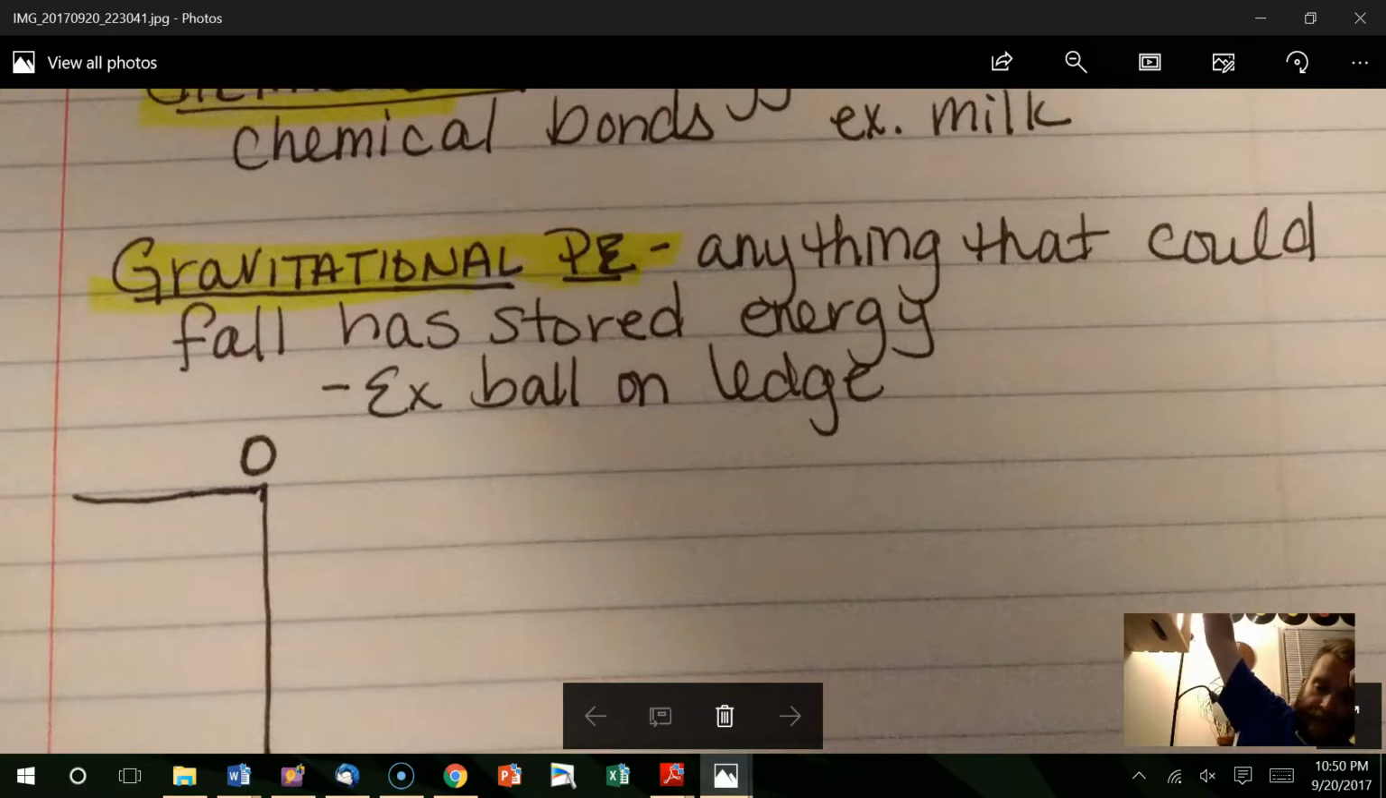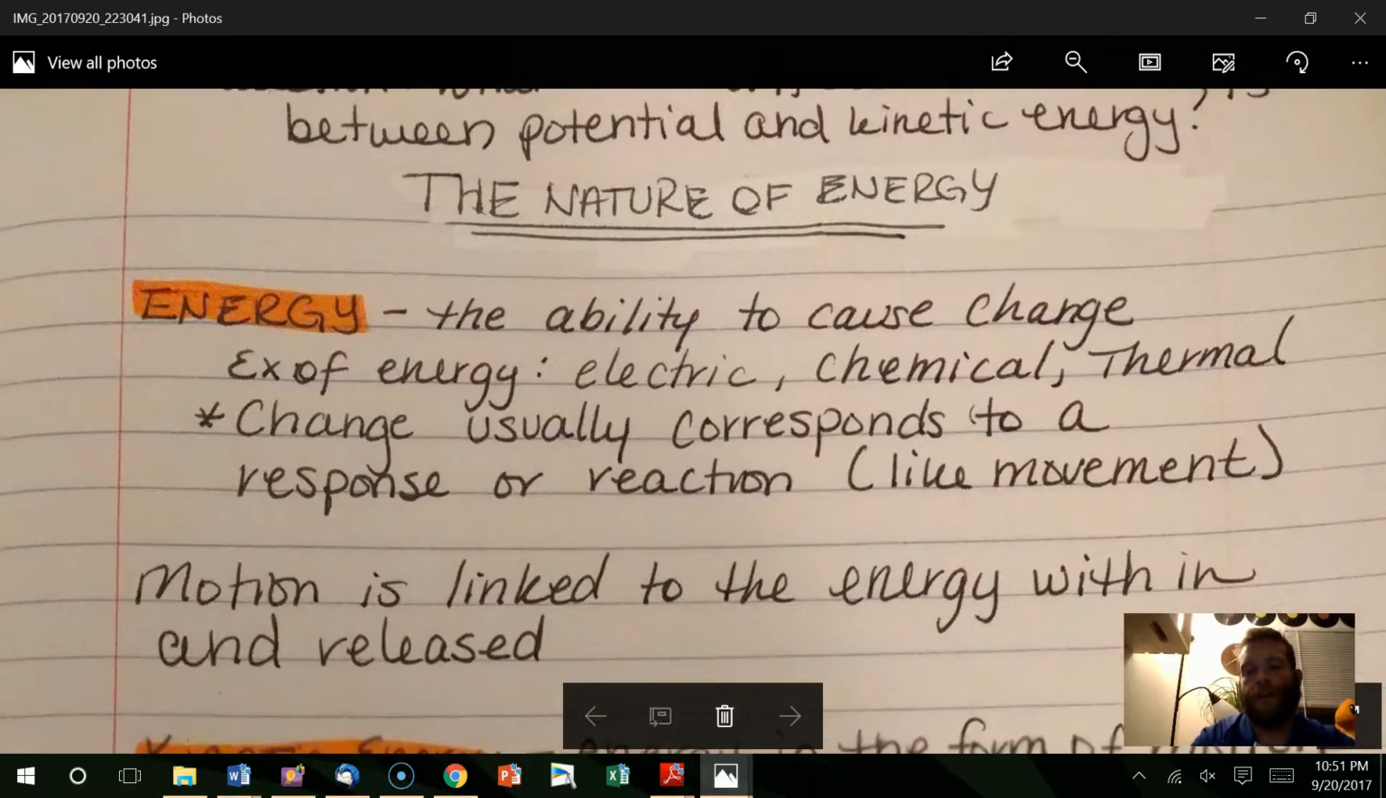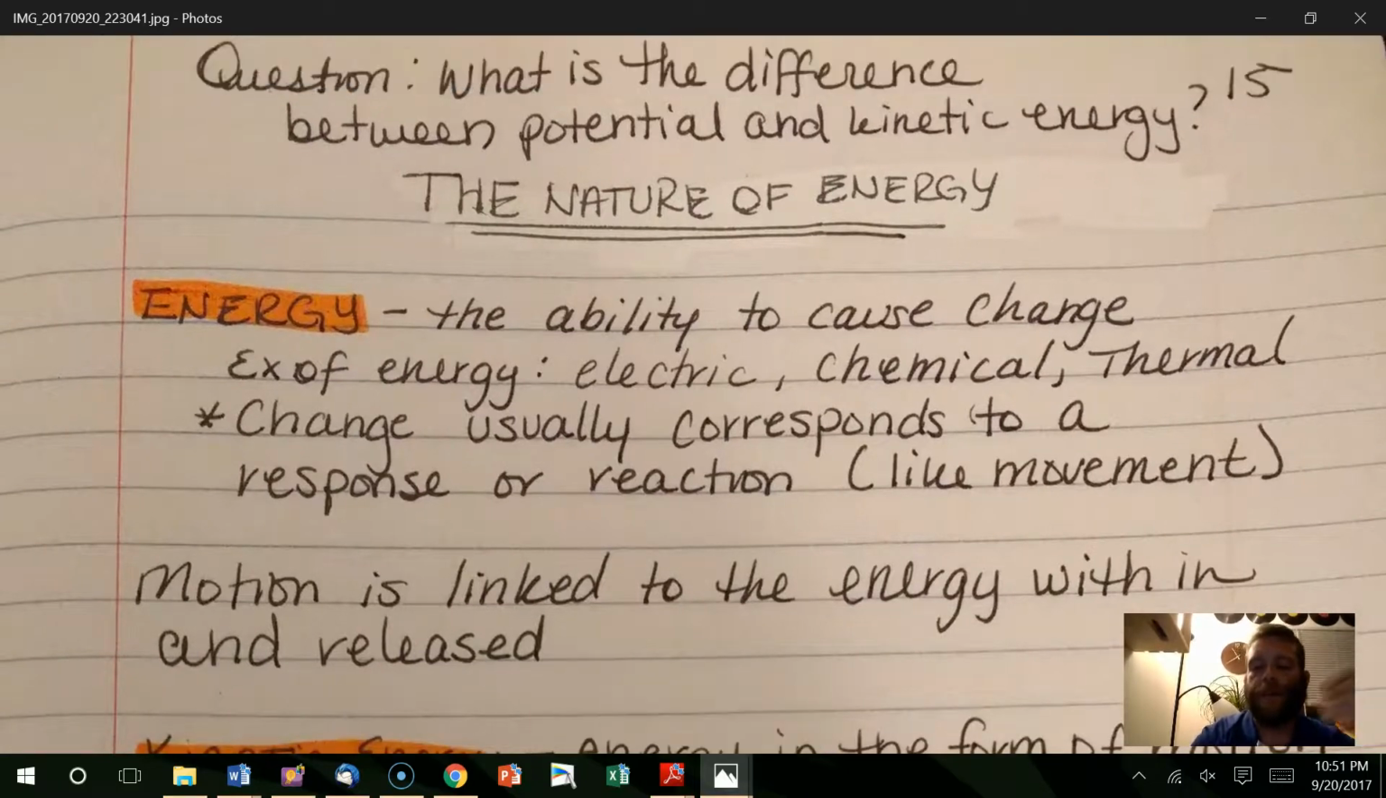Once I let go of it, it's going to release more kinetic energy. As I drop it, it changes that potential energy into kinetic energy. We'll talk about the transition to and from, but today the thing you really need to walk away with is knowing that energy has the ability to cause change, that these different forms of energy are all essentially altering the state of something.